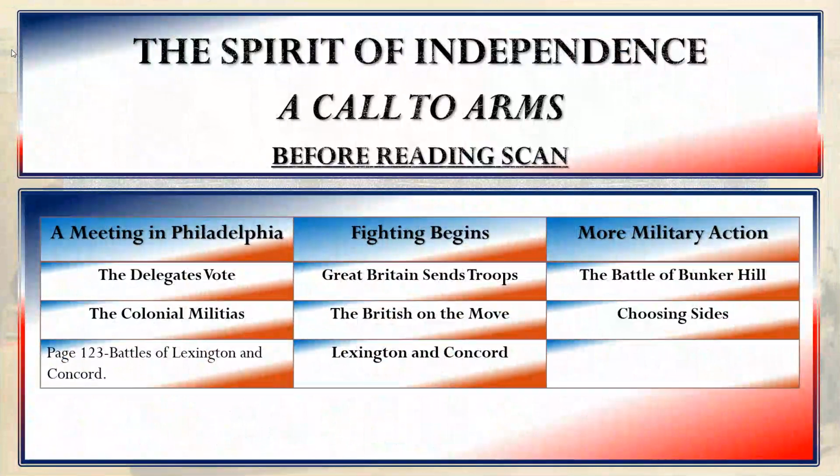Okay, fighting begins will be the second one. Great Britain sends troops. What a shock. The British on the move. And Lexington and Concord. Okay, not too many questions I can ask for that one. It's pretty self-explanatory. Third is more military action. The Battle of Bunker Hill and choosing sides.